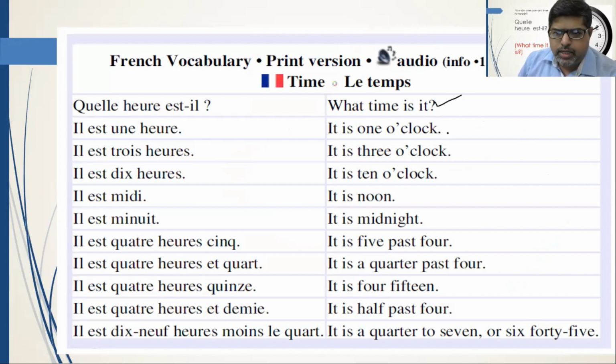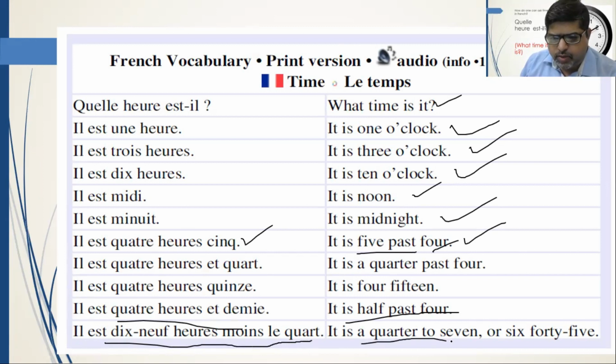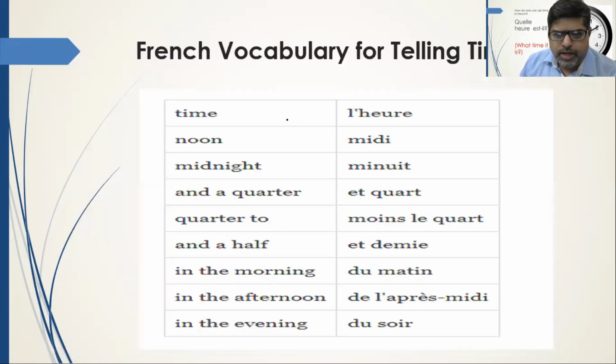Il est une heure, that is 1 o'clock. Il est trois heures, that is 3 o'clock. Il est dix heures, 10 o'clock. Il est midi, that is afternoon. Il est minuit, midnight. Il est quatre heures cinq, it is 4:05. So these are the ways by which you can write. Il est quatre heures et demie, it is 4:30. Il est six heures quarante-cinq, it is 6:45. So these are the ways by which we used to calculate time.